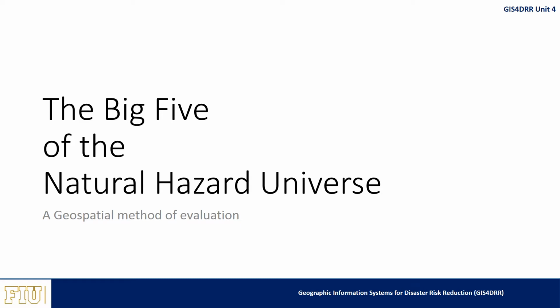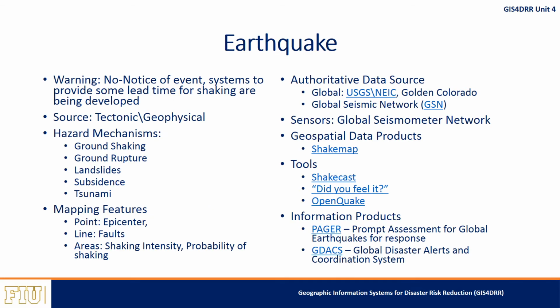Let's take a look at some of the more notorious disaster types and break down the aspects that differentiate them and explore some of the sources of this data. Despite promising research, earthquakes still occur with no immediate indicators or notice of their initiation. They are tectonic or geologic in nature, and they cause harm to the built environment through a number of mechanisms, including ground shaking, ground rupture, landslides, subsidence, and tsunamis.